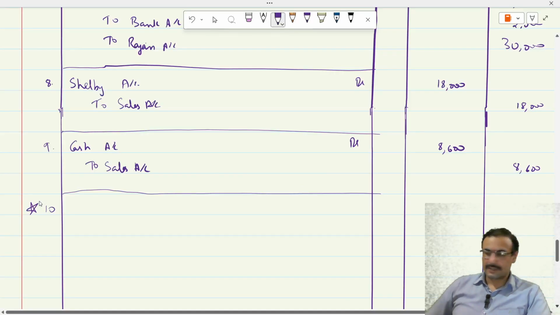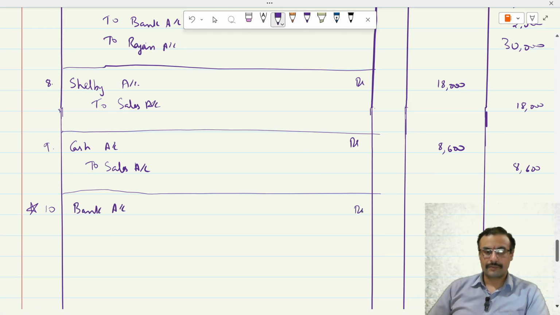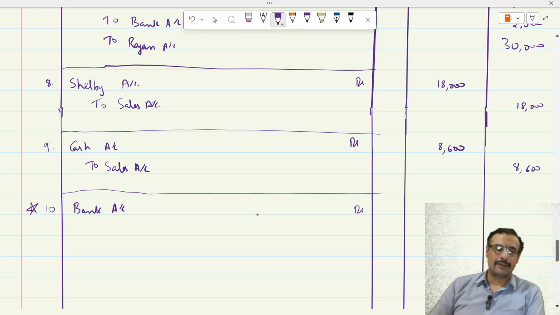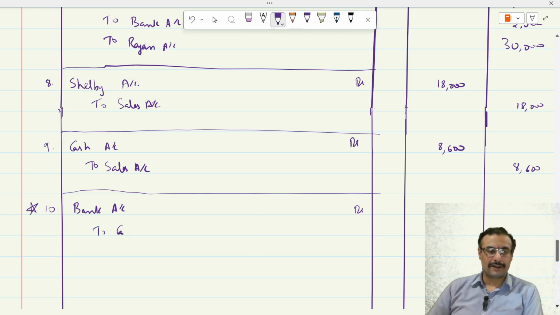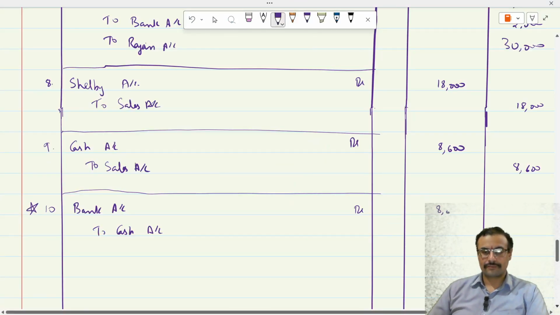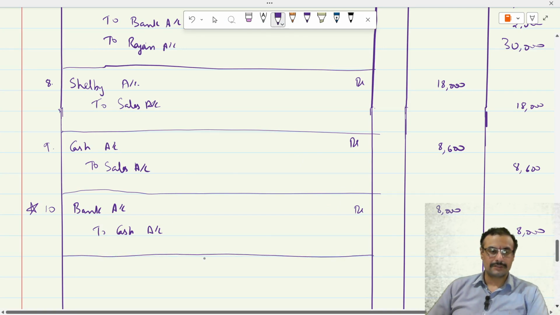Then deposited into bank. If I am depositing into bank, my bank account balance will increase, right? So bank account debit. I have deposited cash only. I have not deposited any furniture. I have not deposited any goods. I will deposit money only from my cash box. My cash will reduce. So to cash account. Bank account debit to cash account. Amount involved is 8,000. Bank account debit to cash account, being cash deposited into bank, or being bank deposit made.